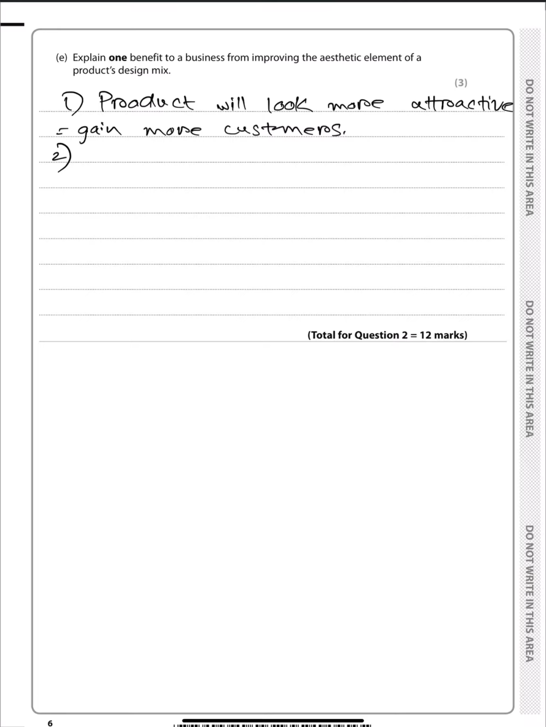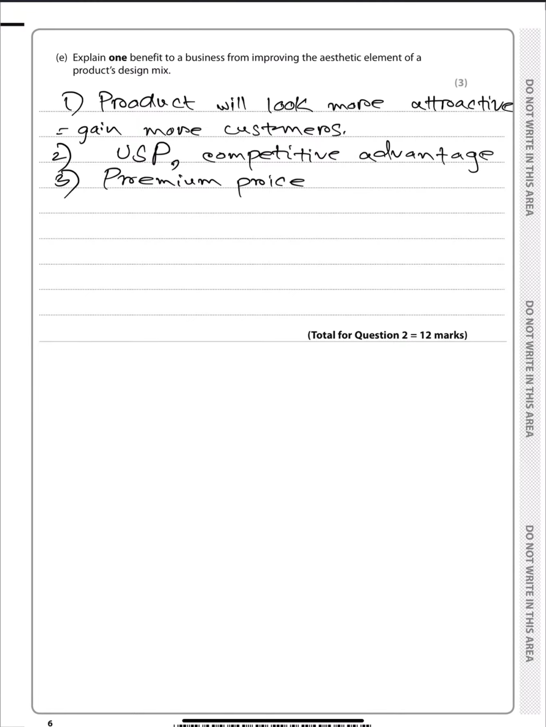How is this a benefit? If my product looks more attractive than my rivals, I have a competitive advantage and I can use it as my unique selling point. And if I have a unique selling point, there is the easiest advantage that comes to my mind, which is I will be able to charge a premium price. Premium price means more revenue, more profits. So that gains us our 3 marks.